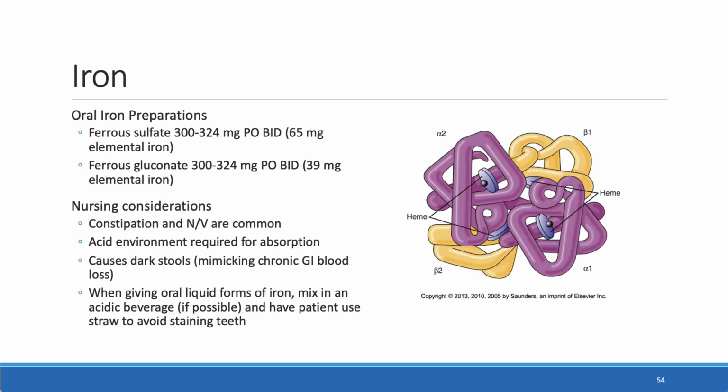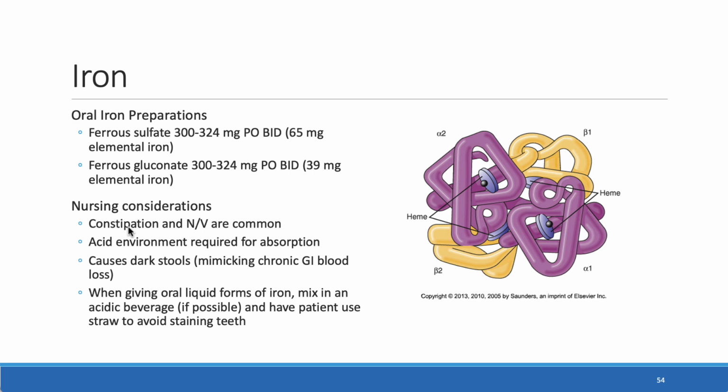When we give iron, we can give ferrous sulfate, which tends to make people constipated. And then people say, oh, we'll just give them ferrous gluconate. It's less constipating. Well, why is it less constipating? It looks like it's the same dose, right? But the amount of elemental iron is much lower. That's why it doesn't constipate you as much. Ferrous sulfate has 65 milligrams of elemental iron, and ferrous gluconate has 39 milligrams of elemental iron. So there's much less iron in ferrous gluconate.